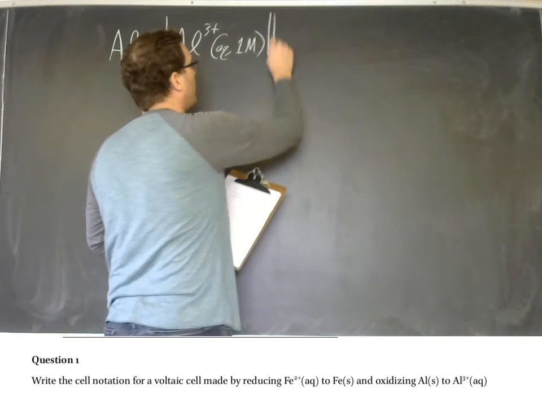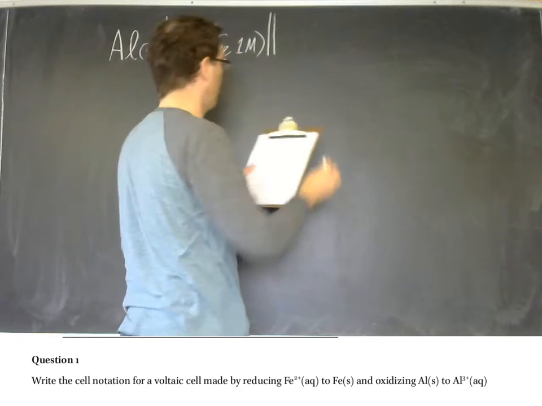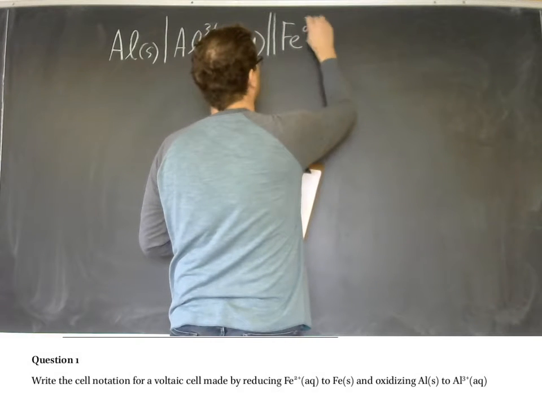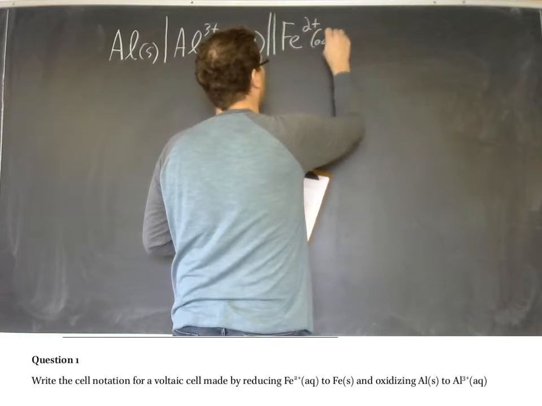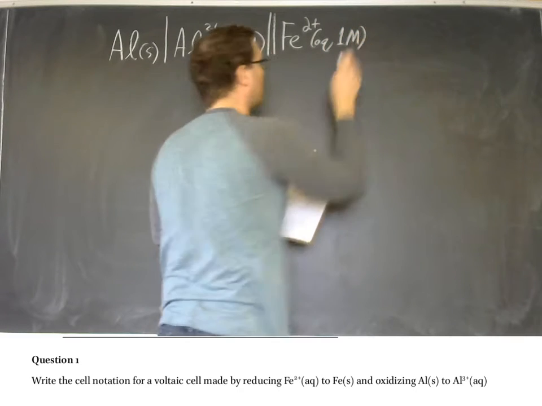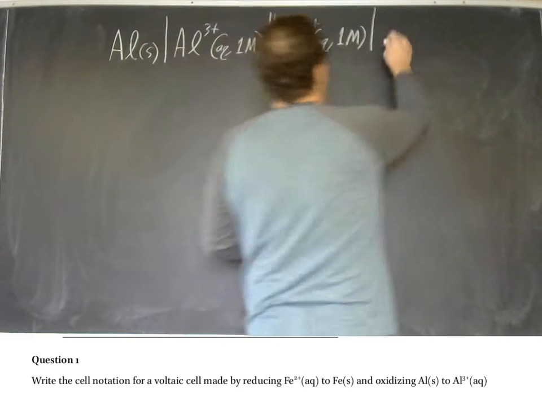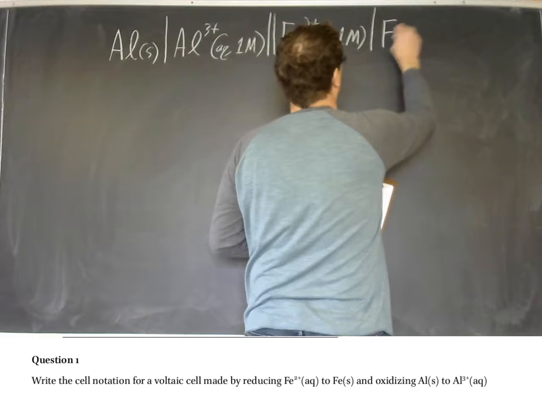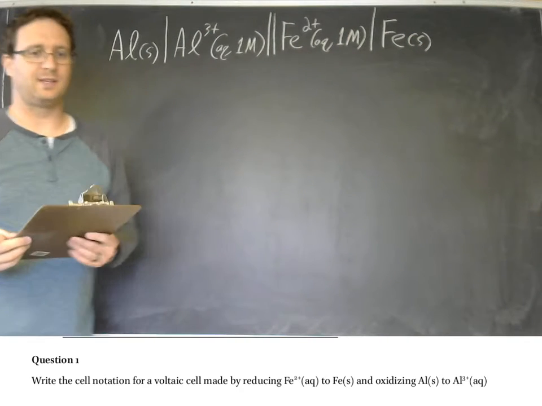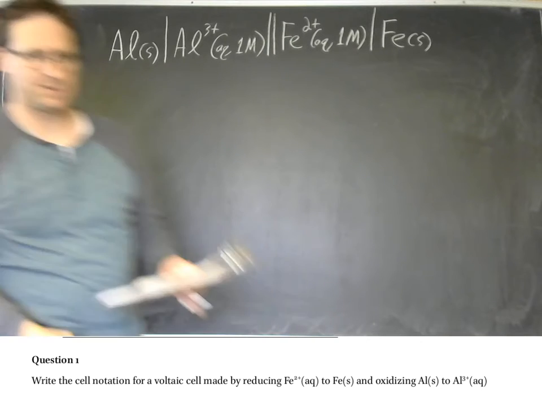Then a double line for the salt bridge. Now we're into the cathode, where we have iron 2+ aqueous at 1 molar concentration. And finally the iron solid electrode on the cathode. So that is the cell notation for a voltaic cell made in this fashion.